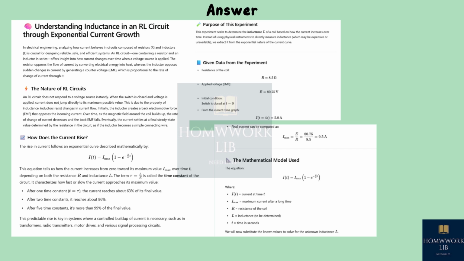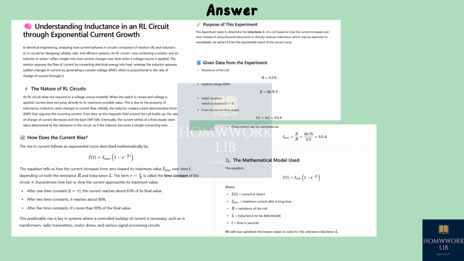Initially, the inductor creates a back electromotive force, EMF, that opposes the incoming current. Over time, as the magnetic field around the coil builds up, the rate of change of current decreases and the back EMF falls. Eventually, the current settles at a final steady-state value determined by the resistance in the circuit, as if the inductor becomes a simple connecting wire.